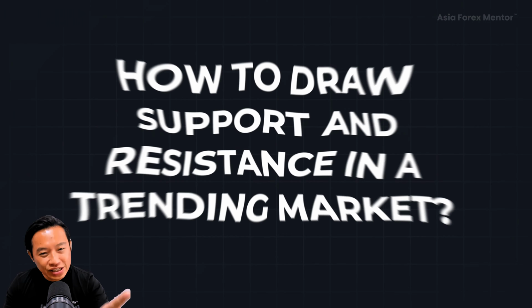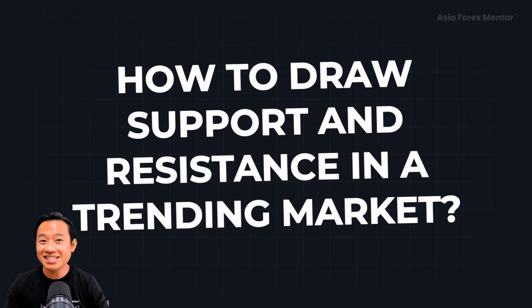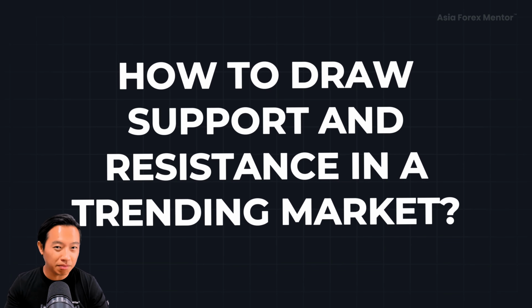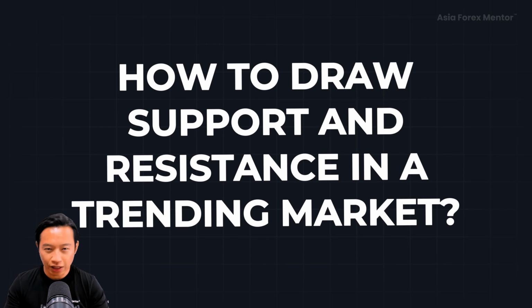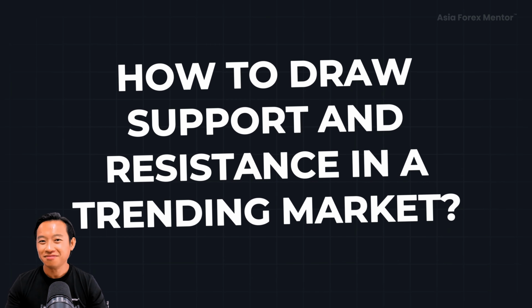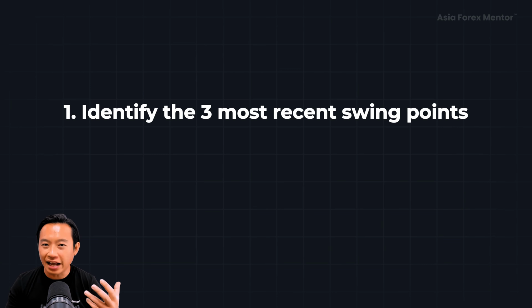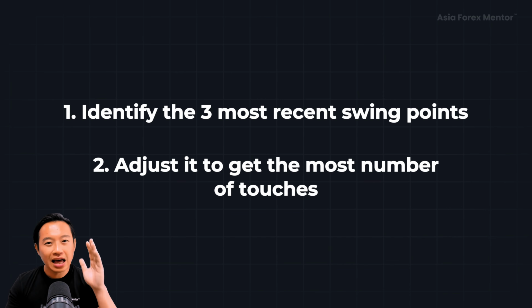So now next, let's talk about how to draw the support and resistance in a trending market. When it comes to drawing support and resistance in a trending market, there are two things that I focus on. Number one, I want to identify the 3 most recent swing points, which I will explain to you shortly. Number 2, I prefer to adjust the support and resistance level to get the most number of touches. So what do I mean by the 3 most recent swing points?